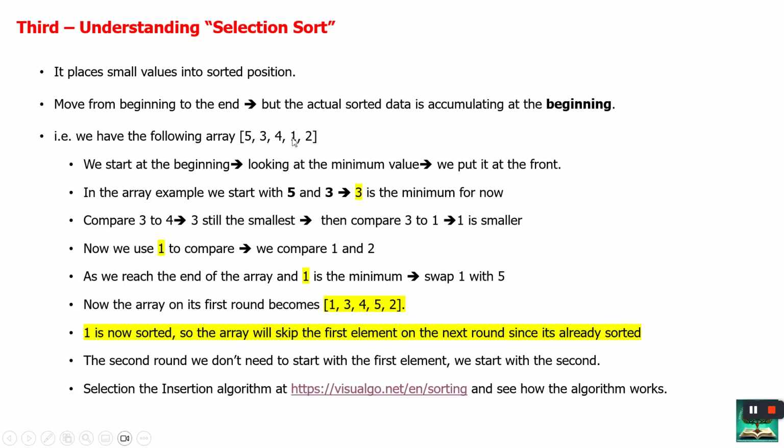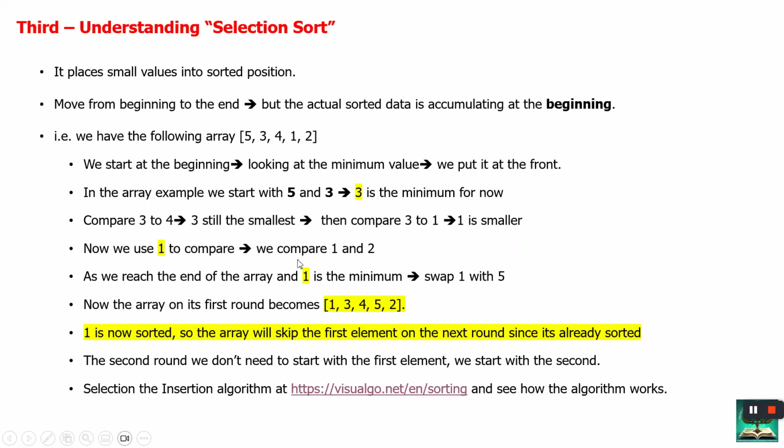If you have this example array 5, 3, 4, 1, and 2, you start at the beginning and look for the minimum value. Consider the first value you see in the array as your minimum value, because you haven't explored the rest. So we put it in the front. In this array, we start with 5 and compare it with 3. Now we know 3 is the minimum. We continue comparing with 3 because 3 is smaller than 5. So we look at the next index. 3 and 4, still 3 is the smallest. So we compare 3 and 1. Now 1 is the smallest, so now we start using 1 to compare for the rest of the array.